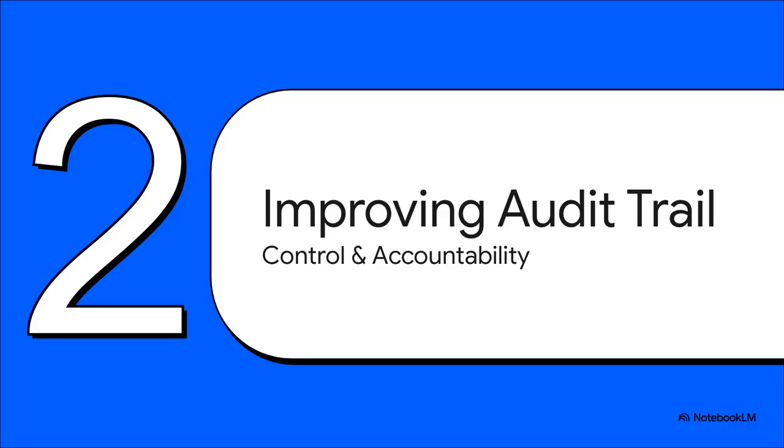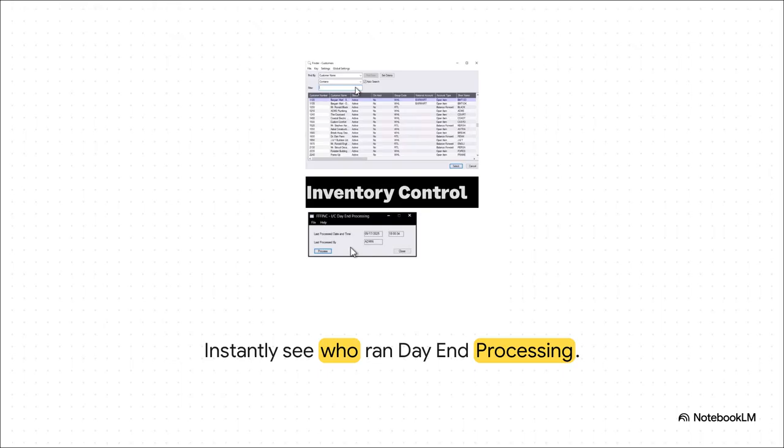Okay, moving on. The next update is all about beefing up your internal controls and just making your audit trail airtight. For those times when you absolutely need to know who did what and when. This is a really welcome addition. And here's exactly what I'm talking about. Just look at the inventory control day-end processing screen.